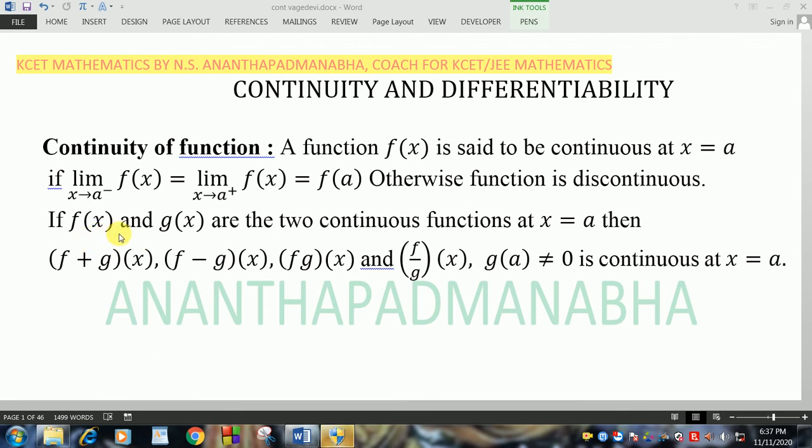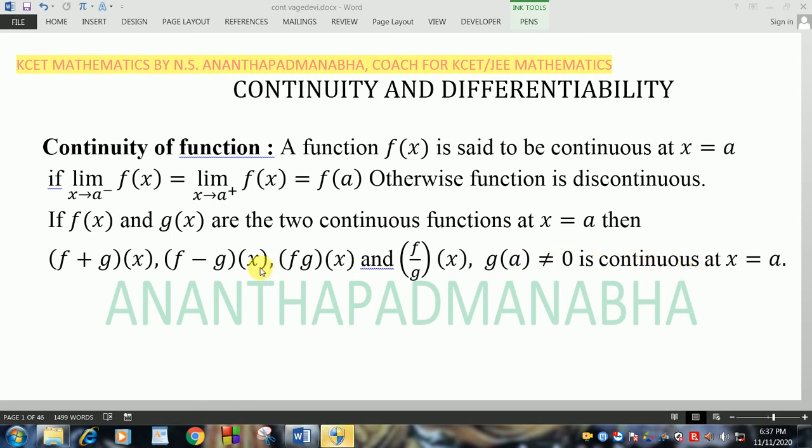If f(x) and g(x) are two continuous functions at x = a, then (f + g)(x), that is the sum of two continuous functions, and the difference of two continuous functions, that is (f - g)(x), and (f × g)(x), that is the product of two continuous functions, and the quotient of two continuous functions, where g(a) is not equal to 0, is continuous at x = a.